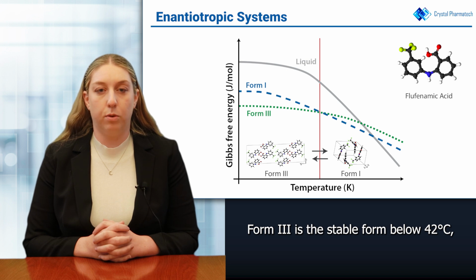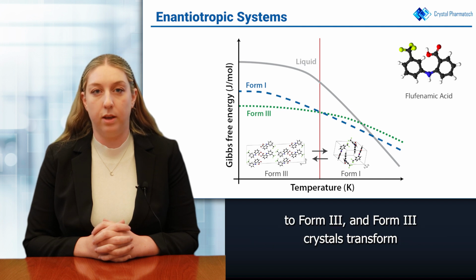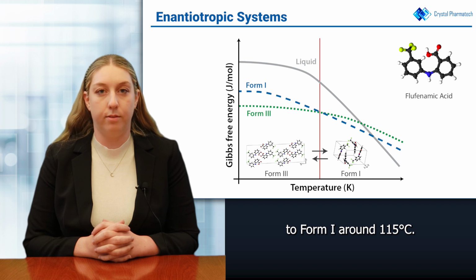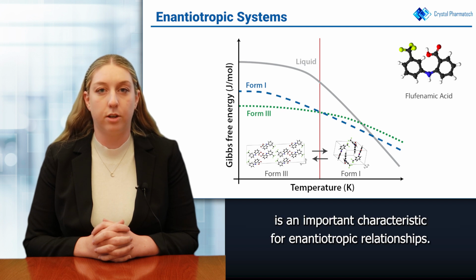Form 3 is the stable form below 42°C, and Form 1 is the stable form above 42°C. At room temperature, Form 1 crystals show a slow transformation to Form 3, and Form 3 crystals transform to Form 1 around 115°C. The reversible solid-state transformation between these two forms is an important characteristic for enantiotropic relationships.